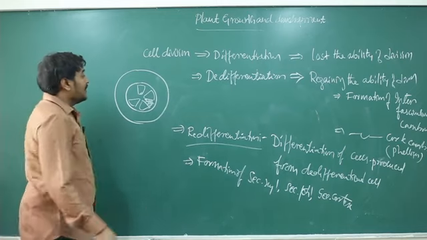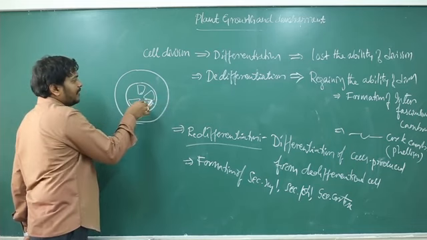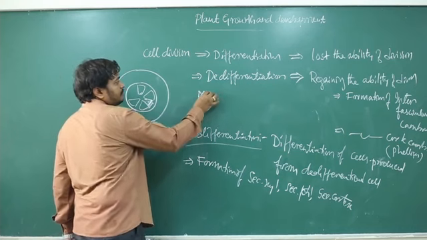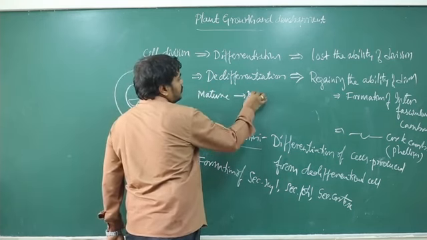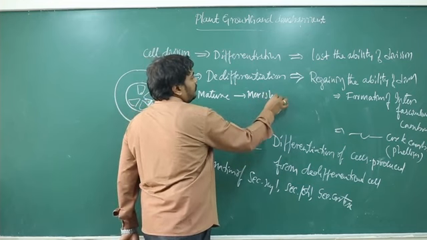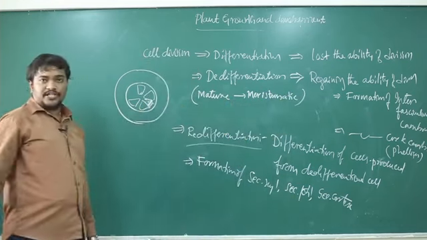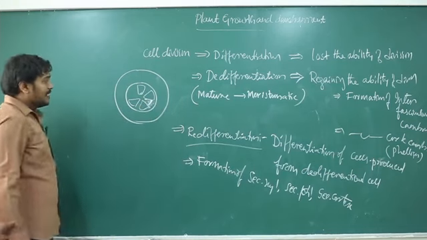During secondary growth, they regain the ability to divide. Okay, they regain the ability to divide. They become meristematic. Mature to meristematic is de-differentiation.